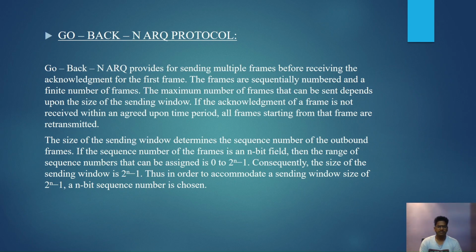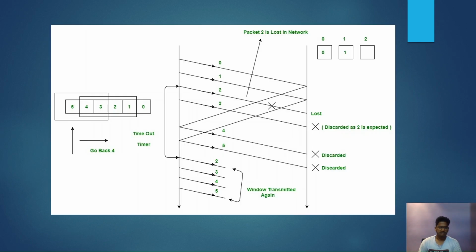If the sequence number of the frames is an n-bit field, then the range of the sequence numbers that can be assigned is 0 to 2^n minus 1. Consequently, the size of the sending window is 2^n minus 1. Thus, in order to accommodate a sending window size of 2^n minus 1, an n-bit sequence number is chosen. In this example, frames 0, 1, 2, 3 are all sent from the sender to the receiver.